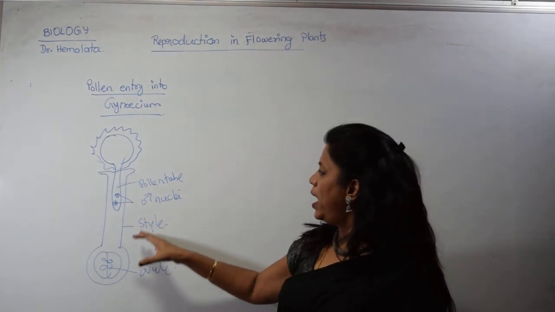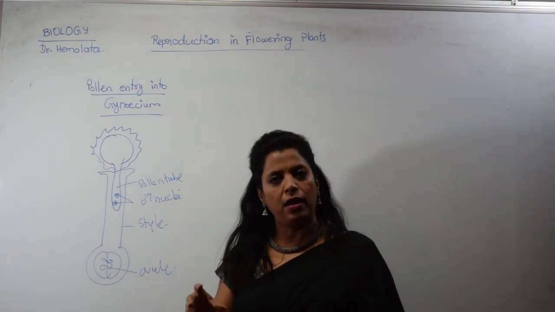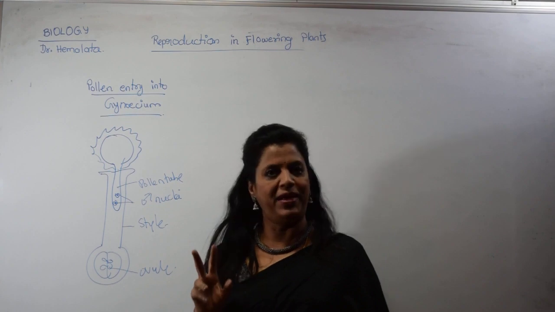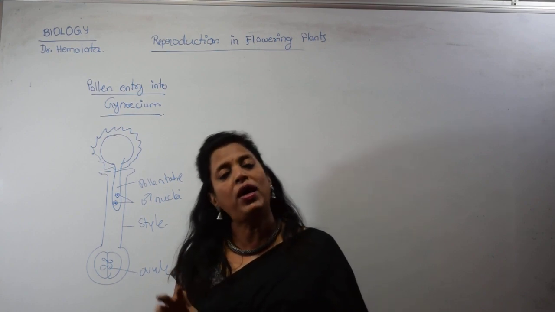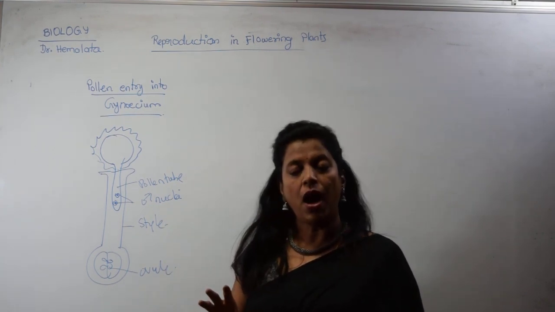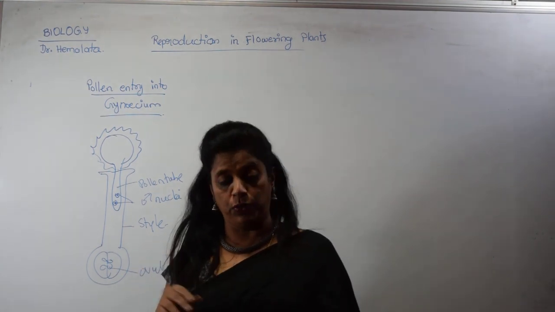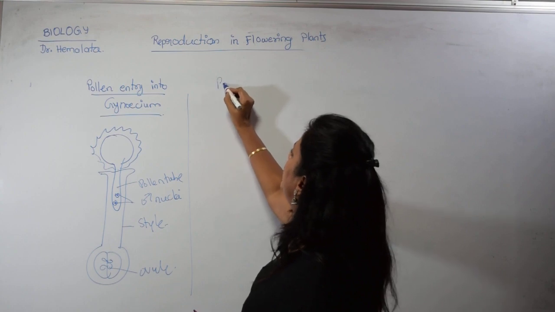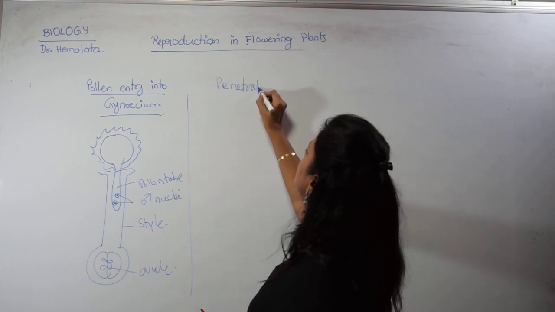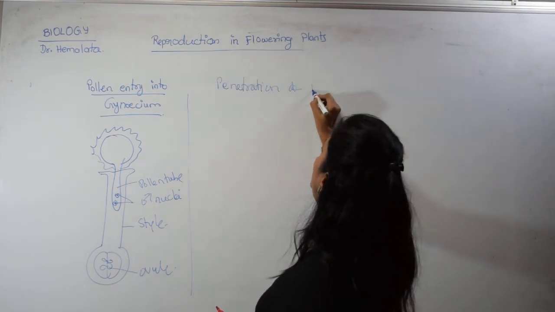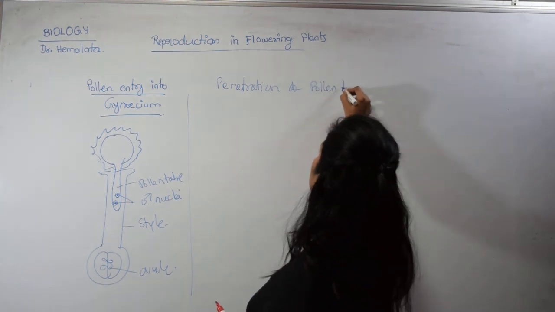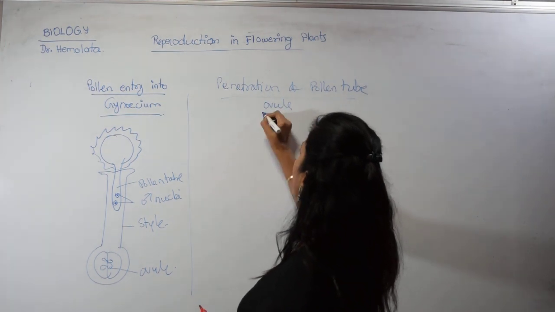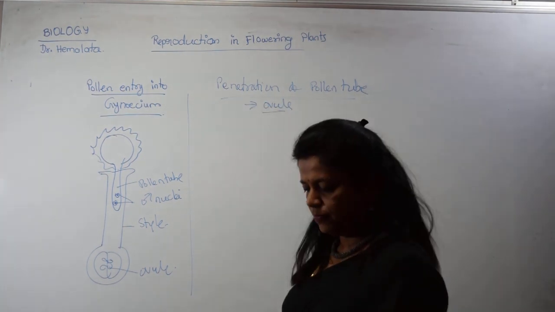Right? Now, as they get into it, the pollen tube will be carrying 2 male gametic nuclei or 2 male gametes. Now, once it reaches the ovule, how will it penetrate the ovule? So, the next point is the penetration of the pollen tube into the ovule. How will it enter the ovule, right?